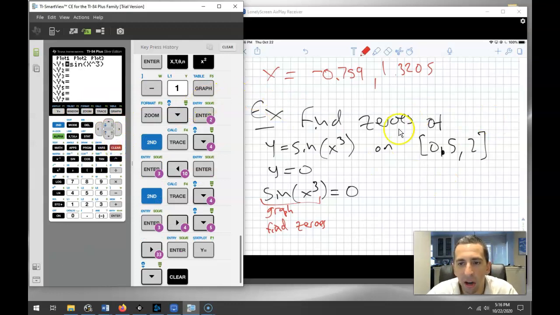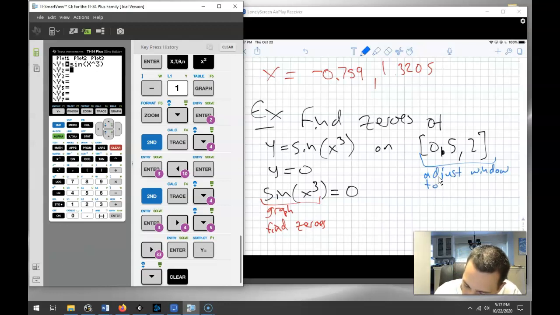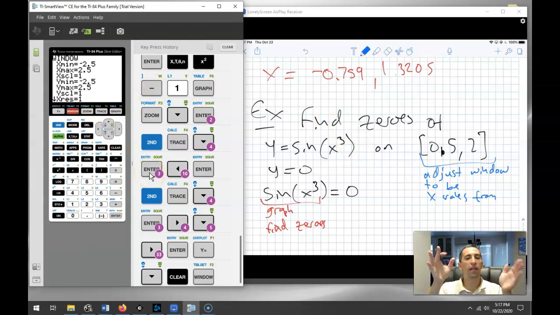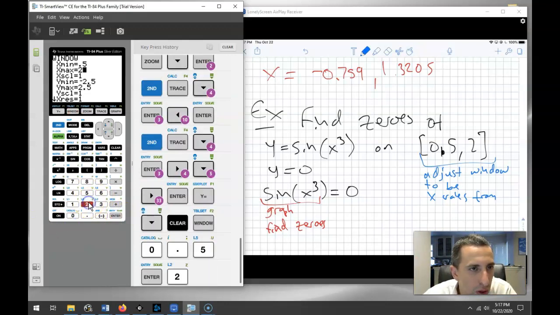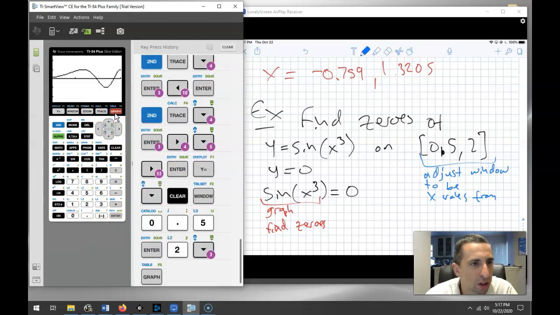Now, it's set on 0.5 to 2. So what you're going to do when you just have an interval like this is you're just going to adjust the window to be the x values from 0.5 to 2. So go ahead and hit the window. And the window is great. It just lets you say, what are the x values you want to see? What are the y values you want to see? So if I just want to go from 0.5 to 2, and then my y values, we just keep it like that for now, but you can change those later. And it'll just show you that part.